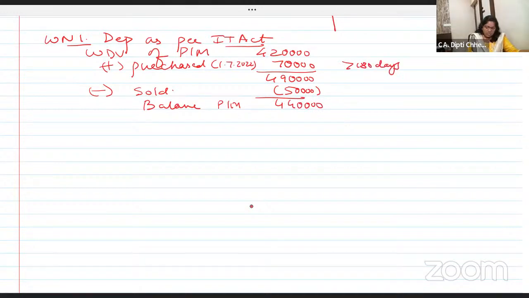ठीक है ना? चलो. Now, what's the depreciation you will charge? 4,40,000 into 15%. 450 into 15%. That comes to how much?